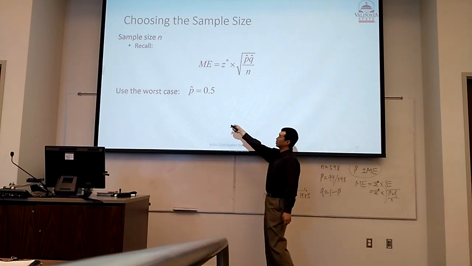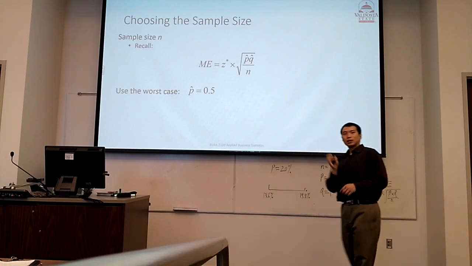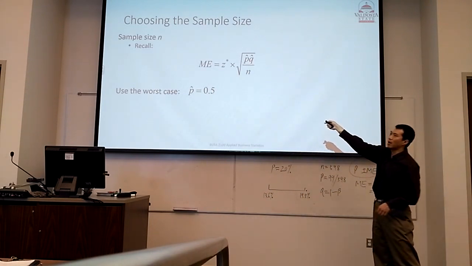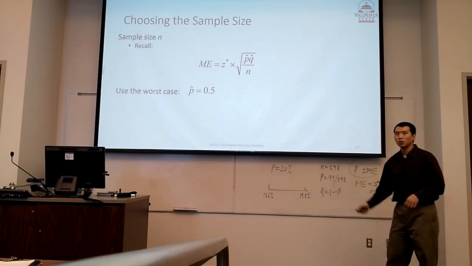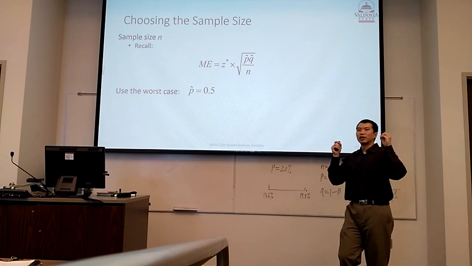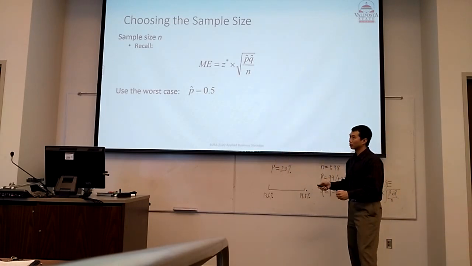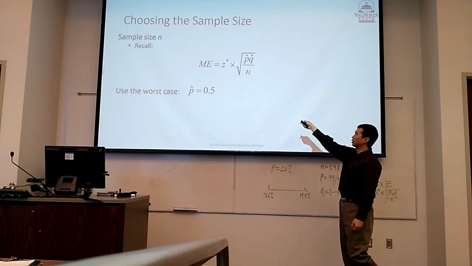We assume that the p hat is 0.5. The underlying logic is to make this one as large as possible, so that we can have a safe number of samples. So we have the safe number of samples here.